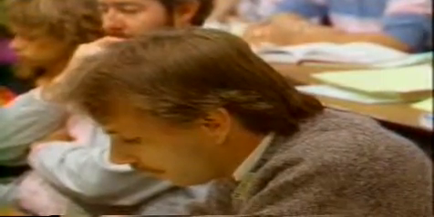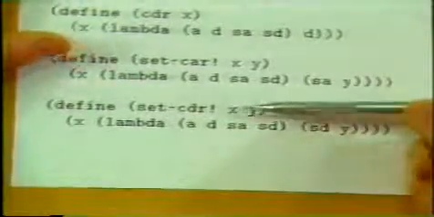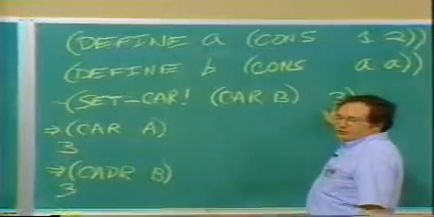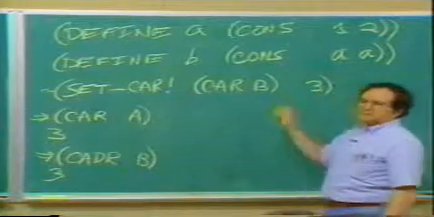Now when you do a set-cdr, x is the value the cdr is going to become. The x over here. I'm sorry, that's not true. Set-cdr has two arguments: the cons I'm changing, and the value I'm changing it to. So you have them backwards. Okay. That's all.